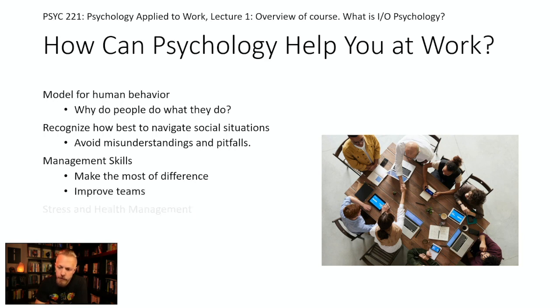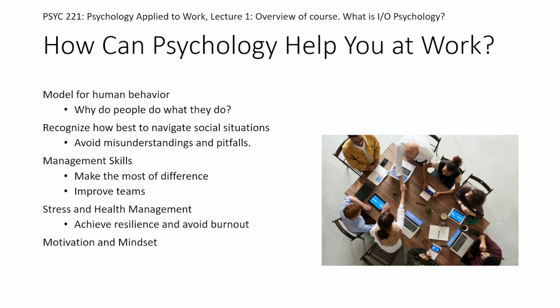So all of those things can help you improve team performance. A better understanding of people helps you with stress, and that affects your health, and that can help you become more resilient and avoid burnout. And then understanding motivation and mindset can help you optimize performance and development.